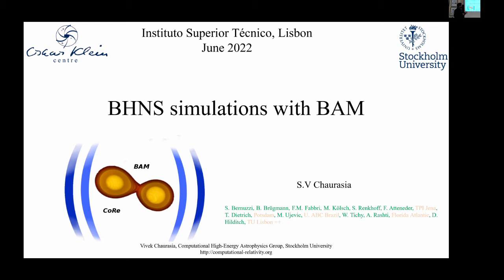However, there are other versions of the BAM code which are used for binary black hole simulations. And this is mostly in Mark Hannam's group, where I did my master's thesis part of it. And also by Sascha Husa, who's in the Balearic Islands in Spain. So with that, I'll start.